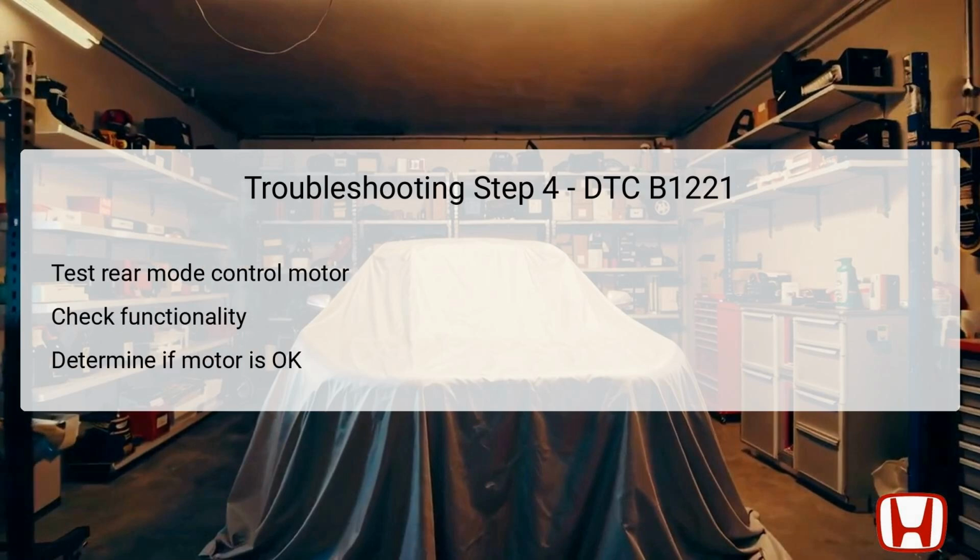Once continuity has been verified, proceed to test the rear mode control motor itself to ascertain its functionality. Disconnect the rear mode control motor's 7P connector to ensure safety during testing. Utilize a multimeter to check for the motor's operational status, looking for indicators that it is functioning correctly.